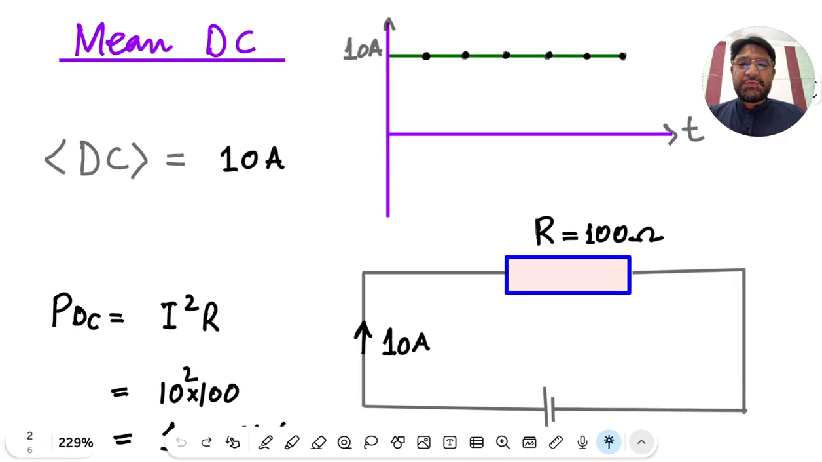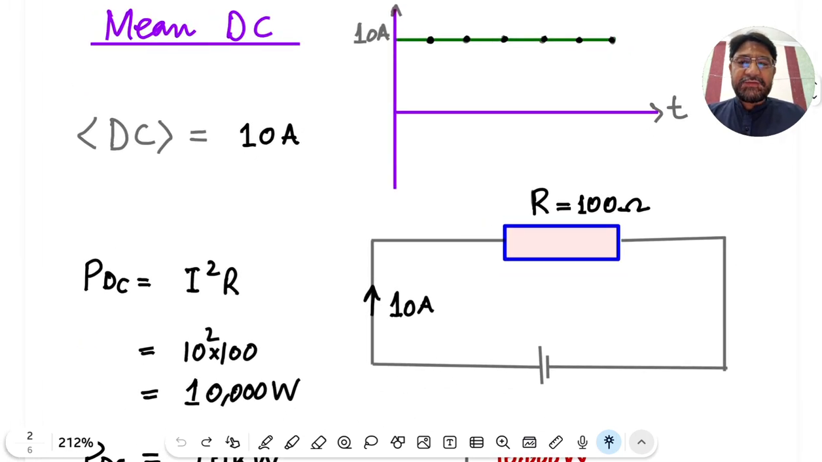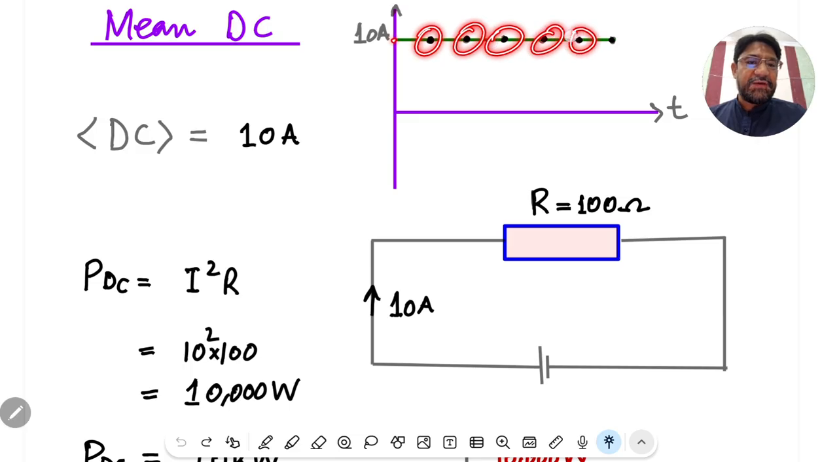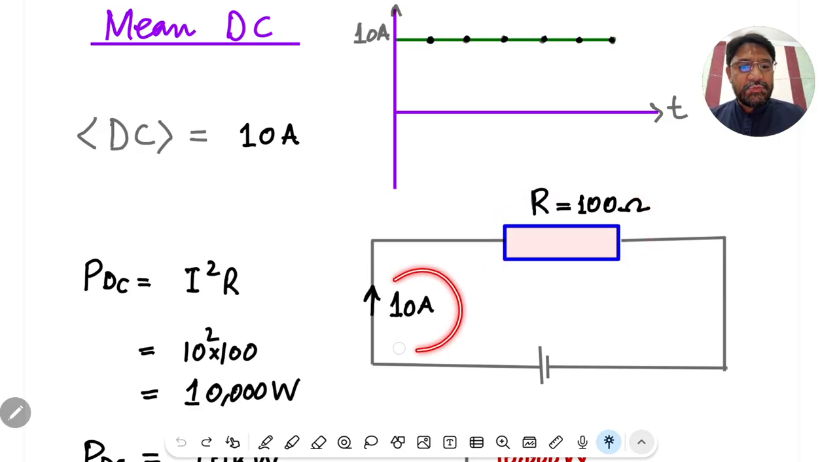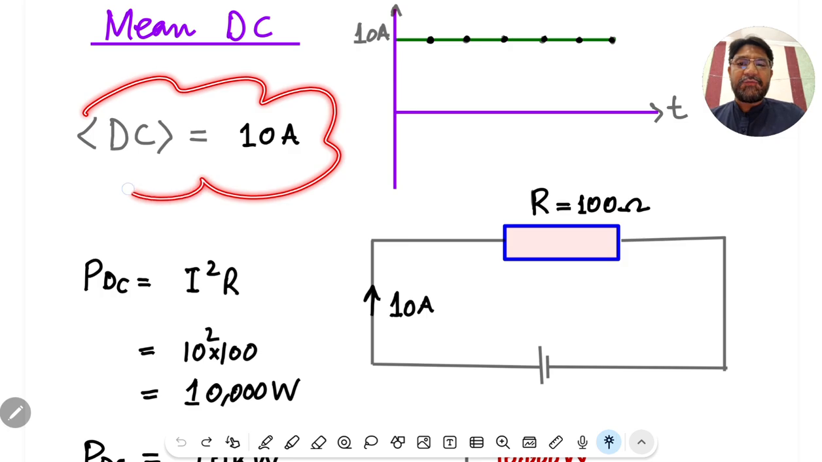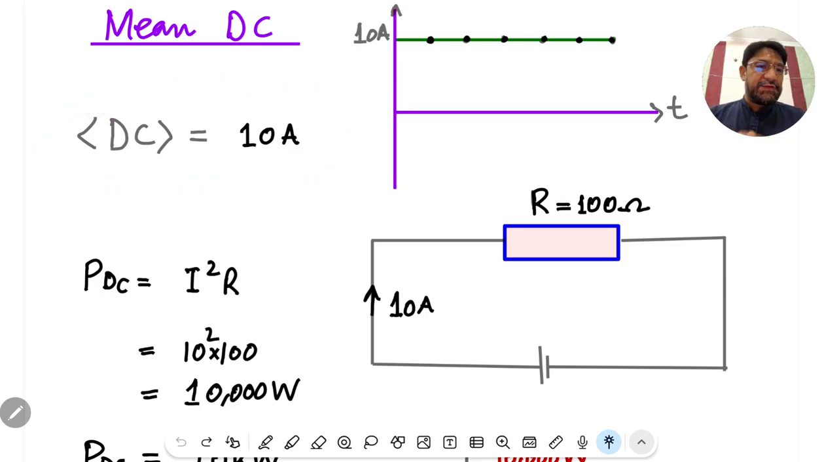Now I will talk about the mean direct current. When we talk about mean direct current, it means that if I take several positions where the current is, let's say here 10 ampere current is flowing through a resistor which has a resistance of 100 ohm, throughout the time. Then if you take the average of all these points, you will see that the average direct current is 10 amperes.